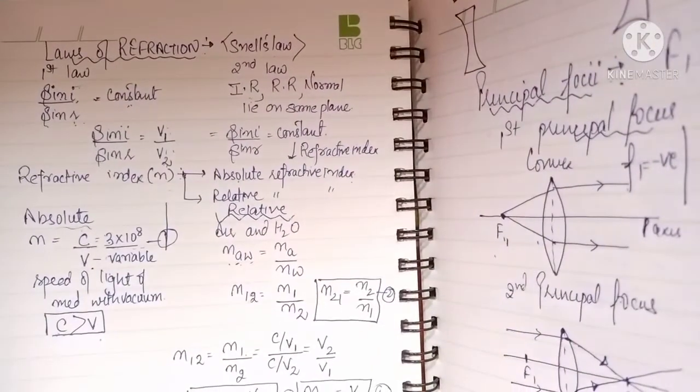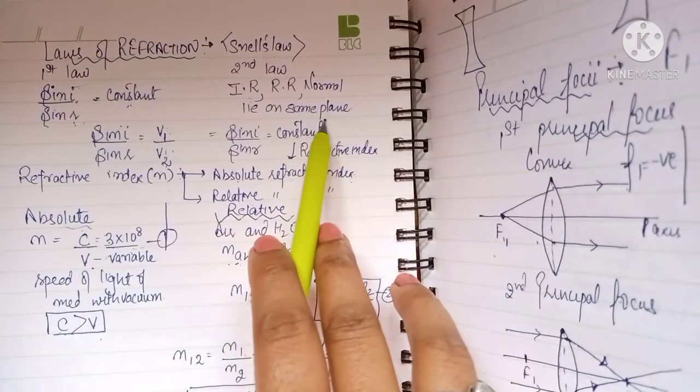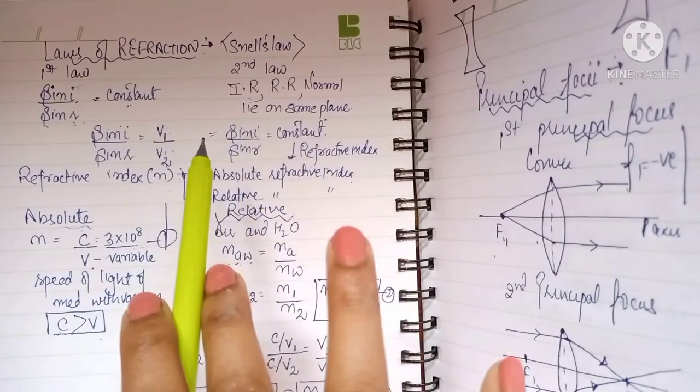I repeat my lecture for today. That is what we have studied. We have studied the law of refraction, that is your Snell's law. Sin i upon sin r is always going to be constant, right? Incident ray, refracted ray and normal lie on the same plane. These are the two laws.